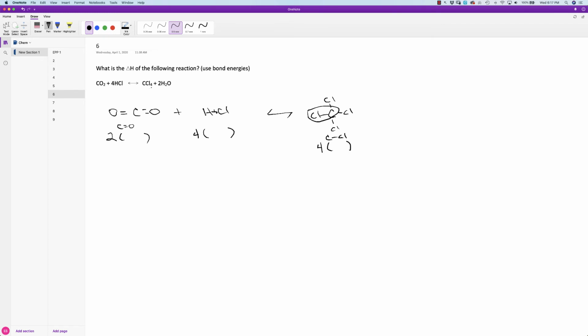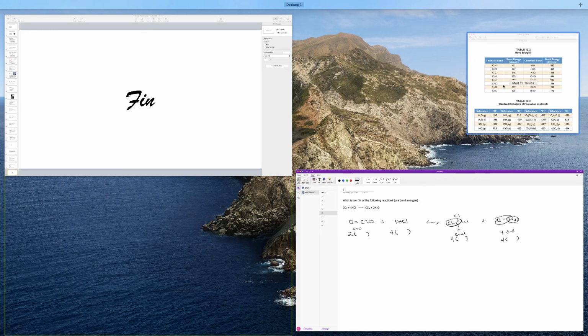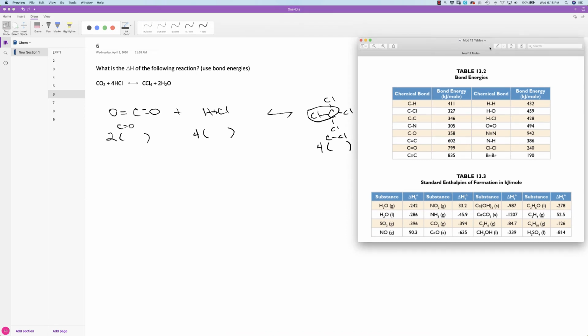And then we have water. Okay, we have 2 molecules, but in each molecule there are 2 OH bonds. So since there are 2 of them, that gives us a total of 4 of our OH bonds. So when we look up this number, we would multiply it by 4. Okay, so now let's bring up our chart here.